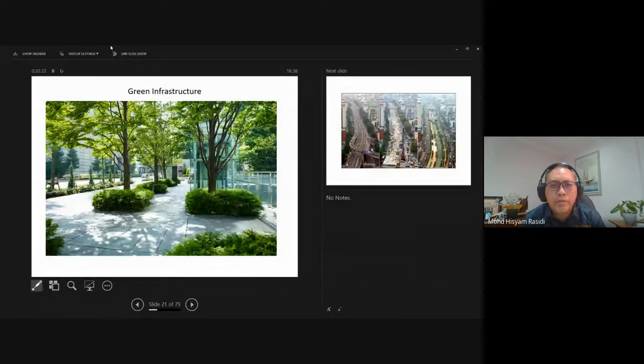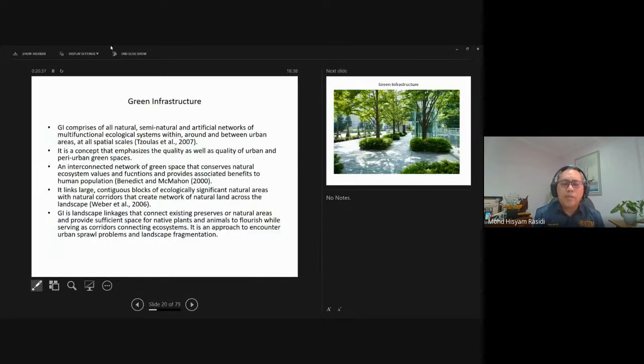Okay, another keyword is green infrastructure. When we talk about green infrastructure, it's also related much to green development. So GI comprises all natural, semi-natural, and artificial networks, and the concept emphasizes the quality as well as quantity of urban and peri-urban green spaces. So all these must be interconnected.